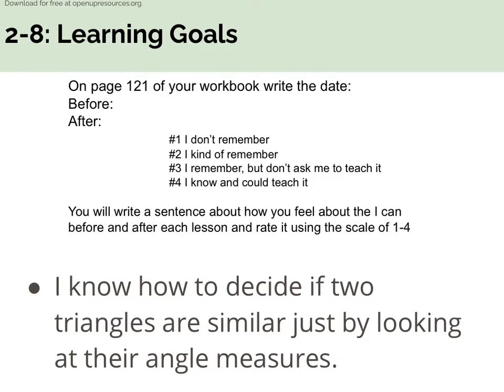Let's go back there and write a sentence: I know how to decide if two triangles are similar just by looking at their angle measures. This is our goal for today. Give yourself a number: 1, I don't know; 2, I kind of get it; 3, I got it; or 4, I can teach it to my friend. Go ahead and write your sentence and your number at this time.